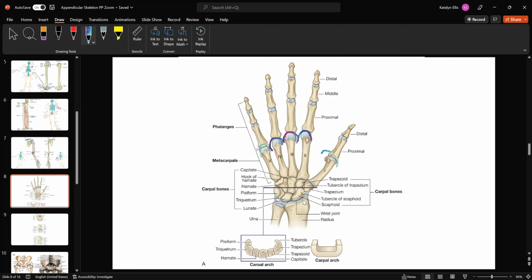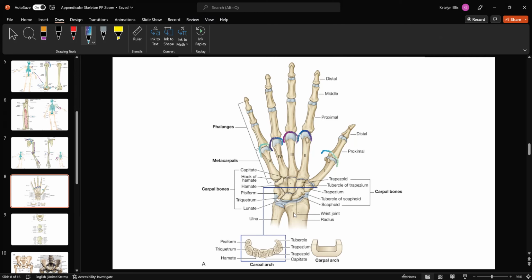They are the trapezoid. There is a tubercle of the trapezium. The trapezium is this one here, closest to your thumb. You also have a tubercle of your scaphoid. This is your scaphoid. It actually looks like some scaffolding right here. This is the articulation of your wrist joint here.